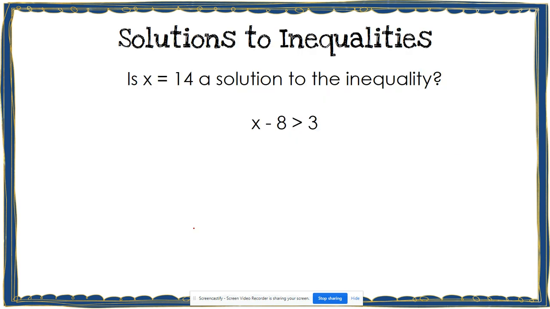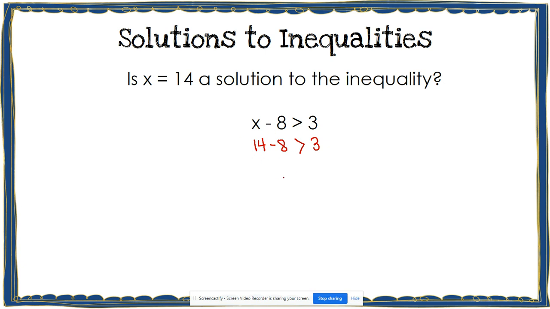When we look at solutions to inequalities, it's similar to looking at solutions to equations, except that we have to understand what the inequality symbol means. This problem says, is x equals 14 a solution to the inequality? Well, we can substitute 14 in for x. So instead of x minus 8, I can write 14 minus 8, and then I can write the rest of my inequality, which says is greater than 3.